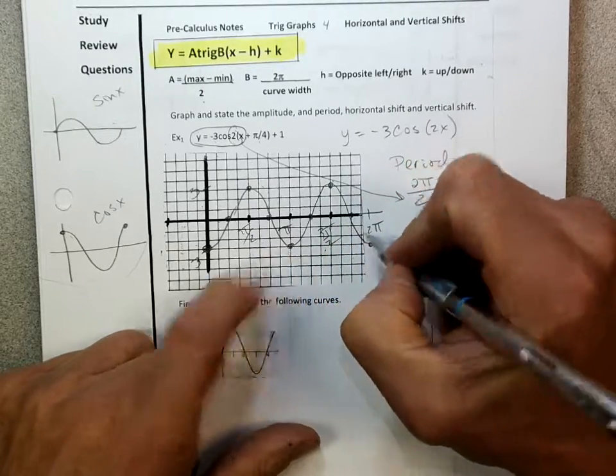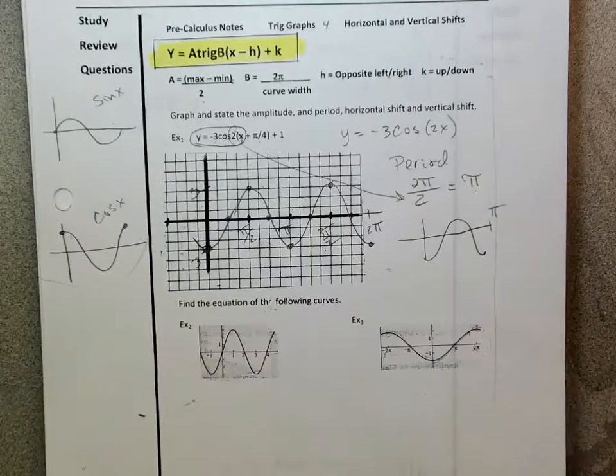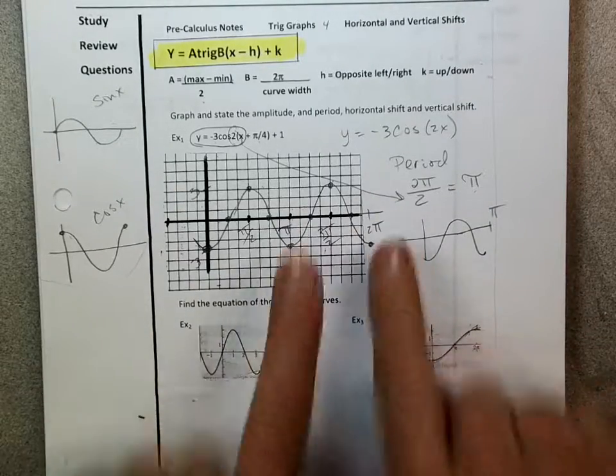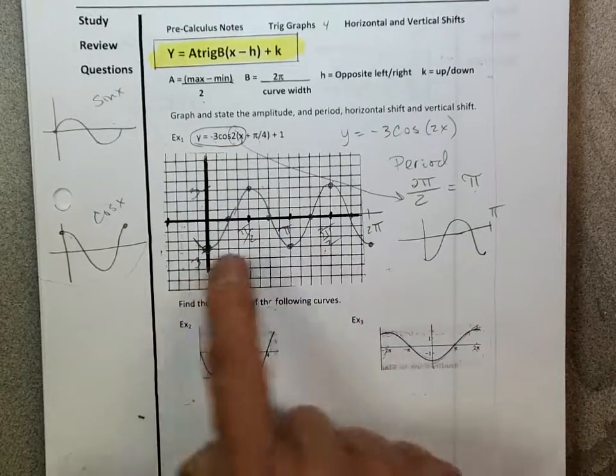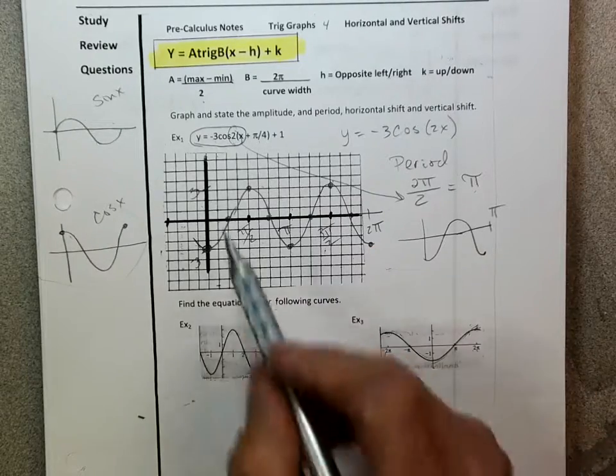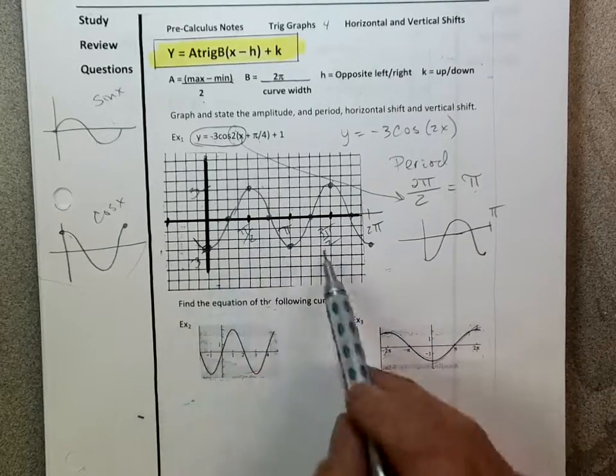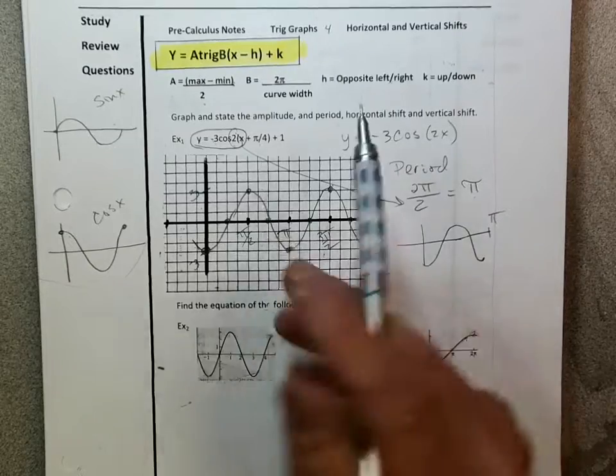So I'm not done, but I have part of it done. I've got two curves, which I needed, within 0 and 2 pi. It's upside down because of the negative, so it is an upside down cosine curve, and it goes from negative 3 to 3. Okay, so far so good.